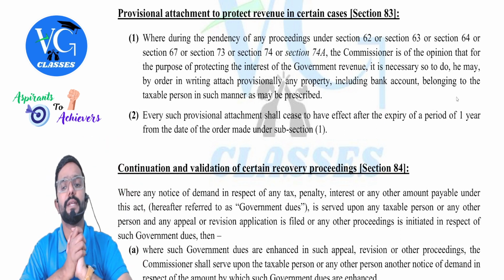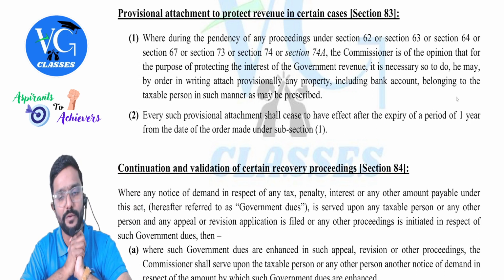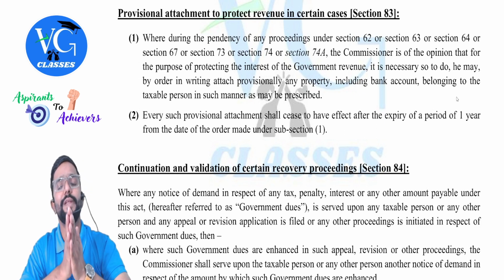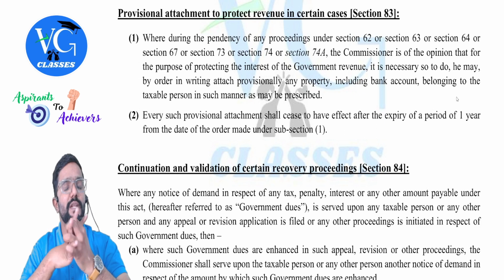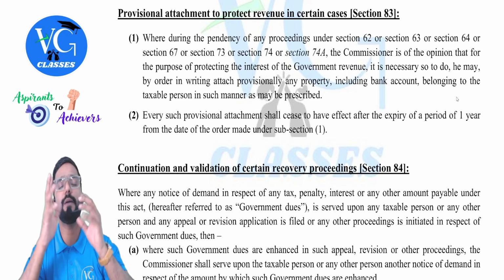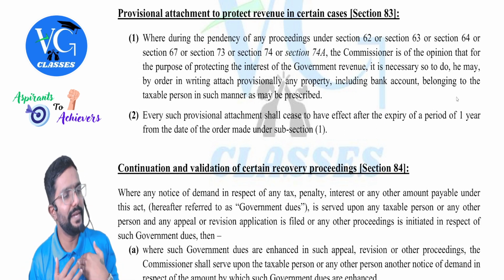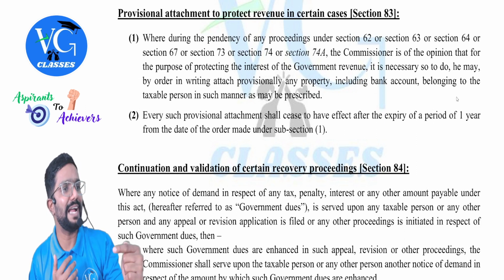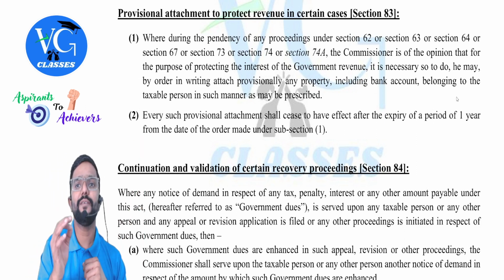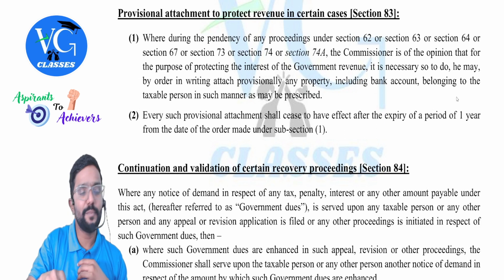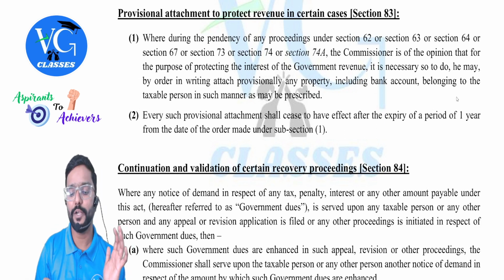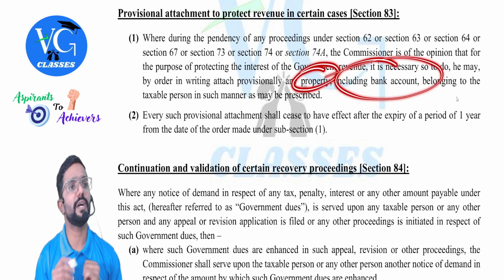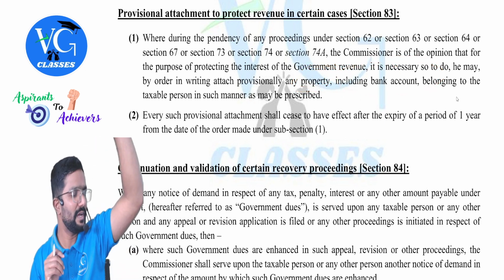Clear? And the Commissioner is of the opinion that for the purpose of protecting the interest of the government revenue it is necessary to do so, he may, by order in writing, attach provisionally any property including bank account belonging to the taxable person in such manner as may be prescribed. In simple terms, guys, if any amount is pending by a registered person towards tax to the department, do they have a right to attach my properties? Yes, they have a right to attach my properties or even bank account, which we already covered. Clear?